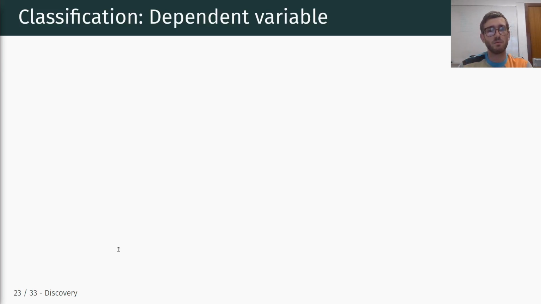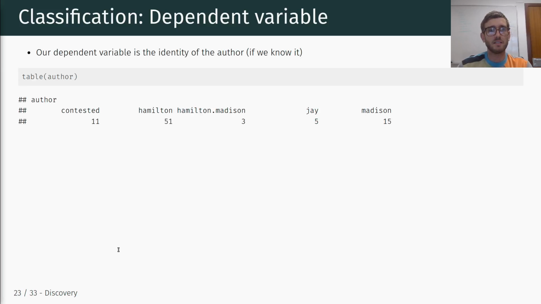We have the outcome that we want to predict, and so now we basically want to combine those two pieces of information and create our dependent variable and attach it to this data frame, right? So as I said, our dependent variable is the identity of the author if we know it, and then based on that association, we will try to make a prediction about the essays where the authorship is not clear, all right?